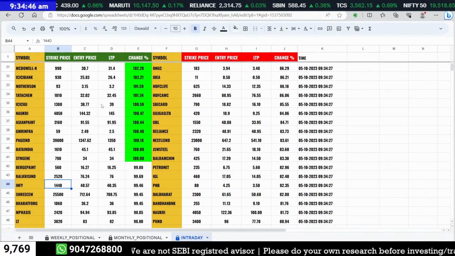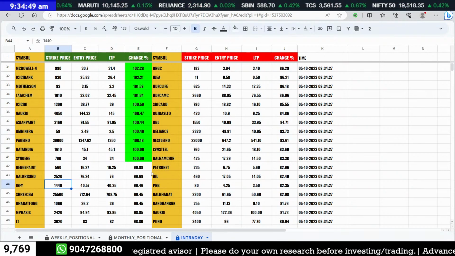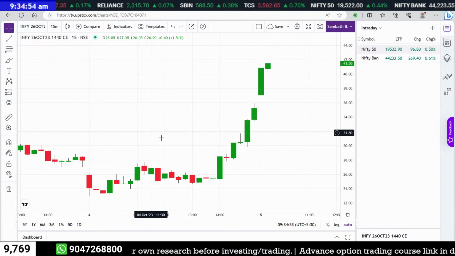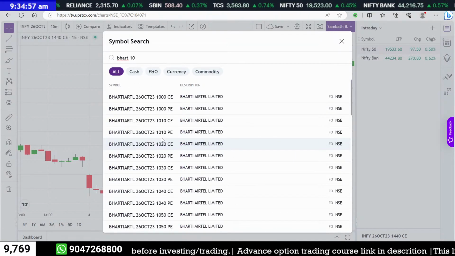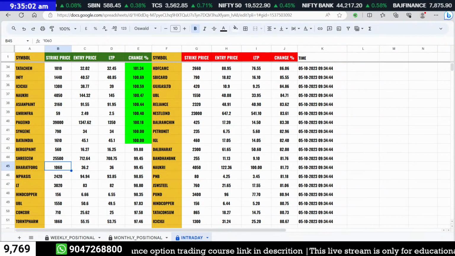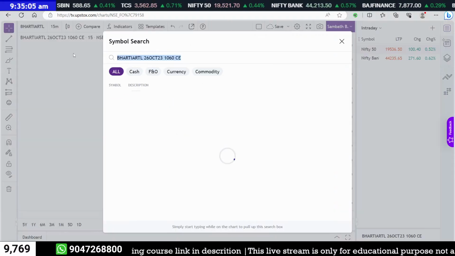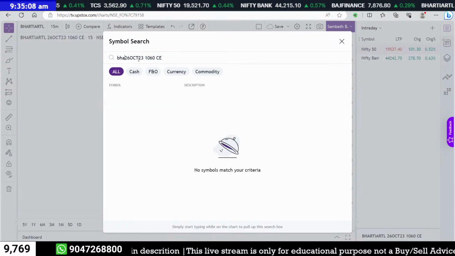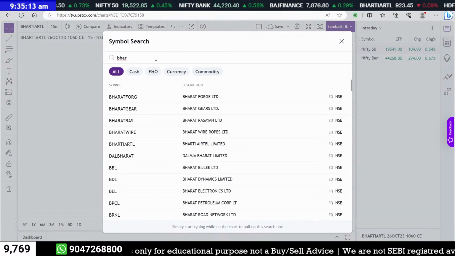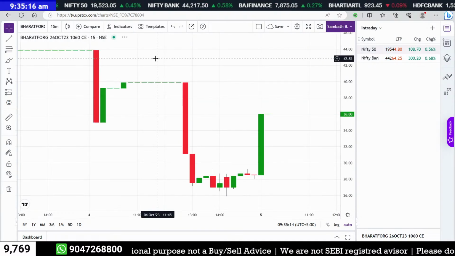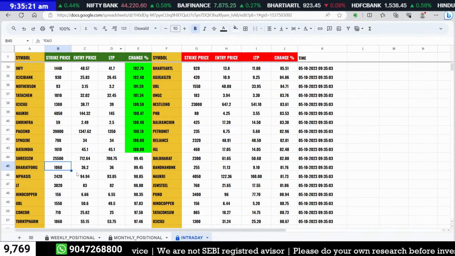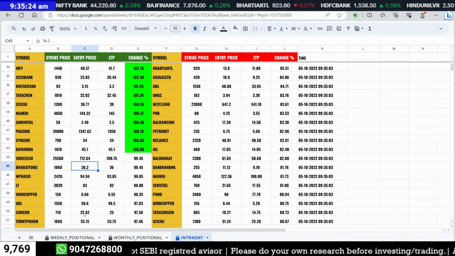So better we try to find fresh breakouts. Okay, so Bharat Forge 36.2, 1060. It's not negative. And 36.75, 36.2, that would also be triggered.